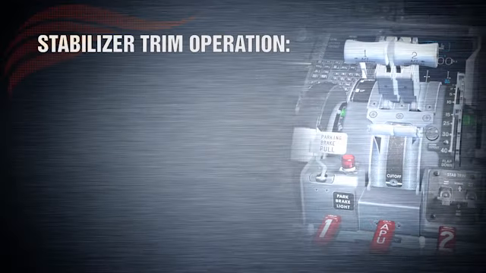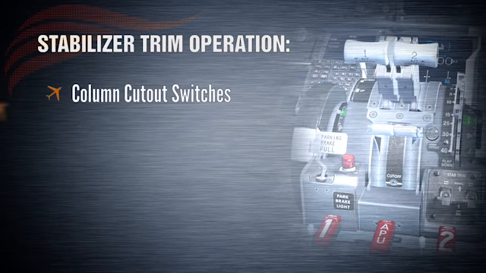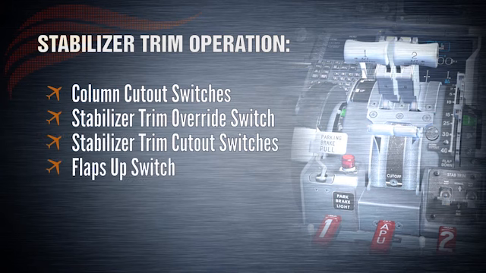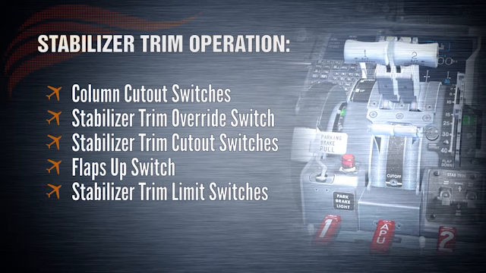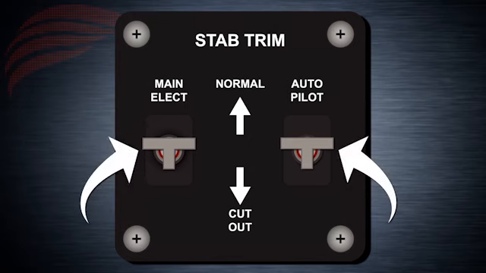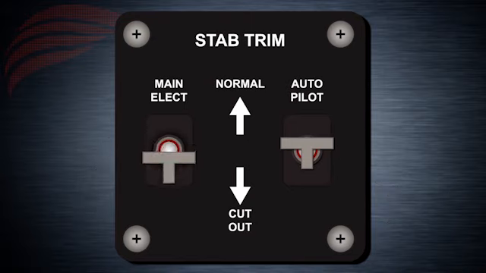There are various switches associated to stabilizer trim operation. Column cutout switches, stabilizer trim override switch, stabilizer trim cutout switches, flaps up switch, stabilizer trim limit switches. The column cutout switches allow for the stabilizer trim to stop in case the pilot electrically trims the stabilizer opposite to elevator control input. The stabilizer trim override switch bypasses the column cutout switch. The pilot uses this switch to operate the electric trim if both column cutout switches fail.